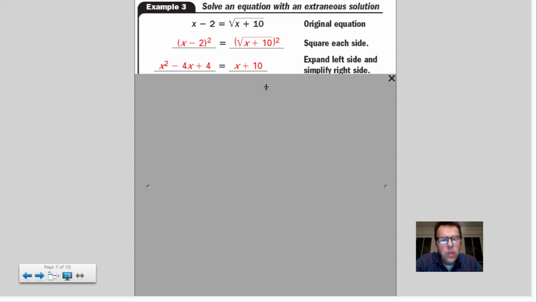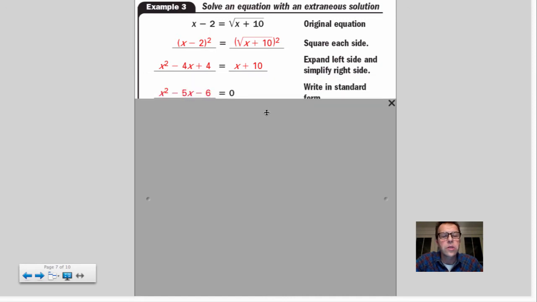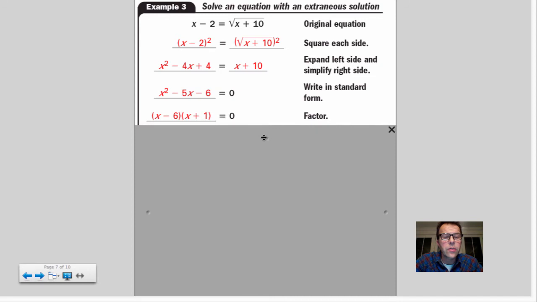Hey, what kind of equation do we have now? That is correct. We have a quadratic equation, so we should set it equal to 0. And then look at that. It factors. Wonderful. If it didn't factor, we'd use the quadratic formula, and you have your program in your calculator.